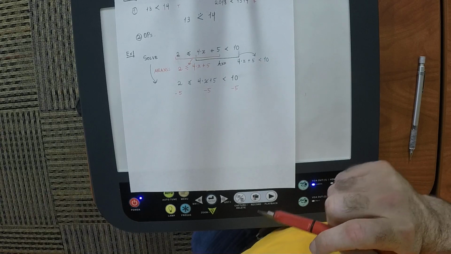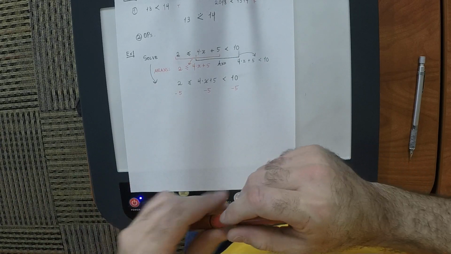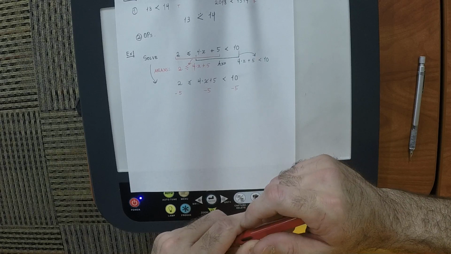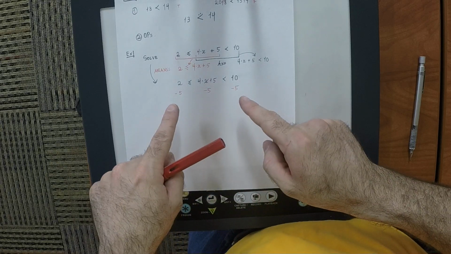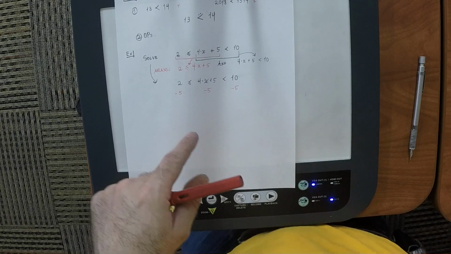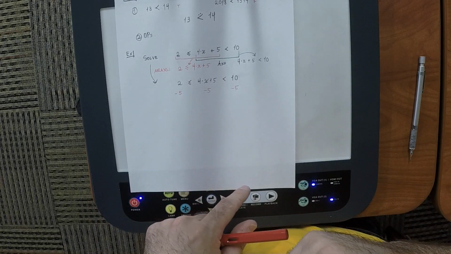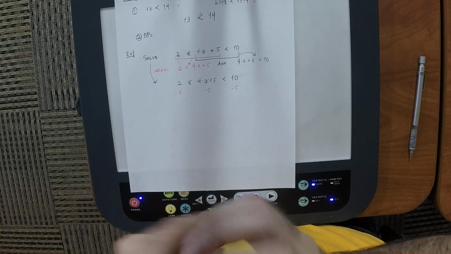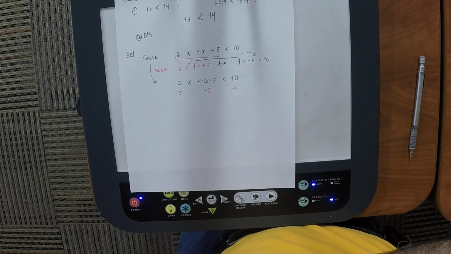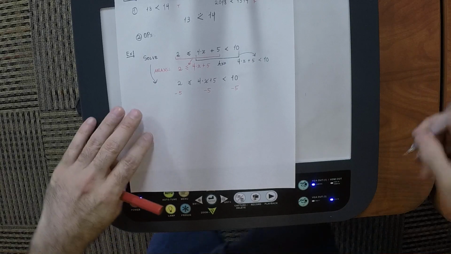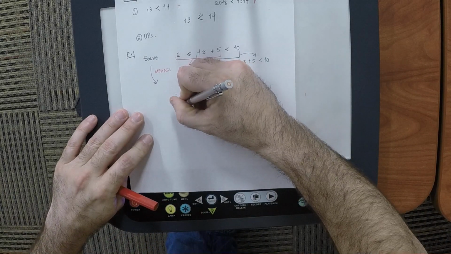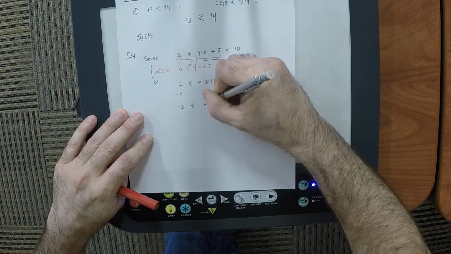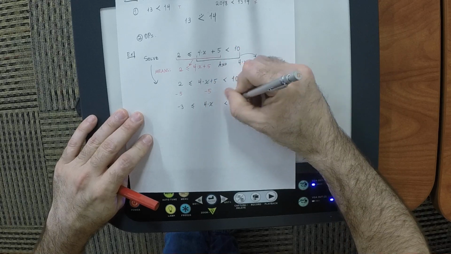And now I'm having a faint memory of when something's negative, we're supposed to flip the direction. But it's negative, but we're not multiplying or dividing, right? When you subtract, in the first place, subtraction is always permissible, and in the second place, it doesn't reverse the direction of the inequality. So the left position is -3, the middle position is 4x, and the right position is 5.